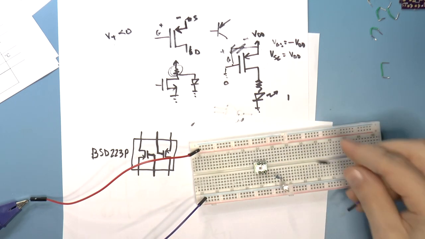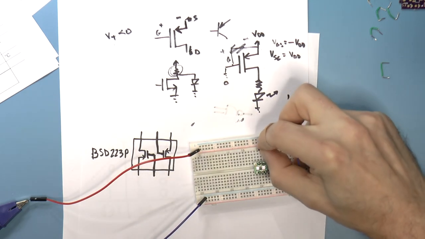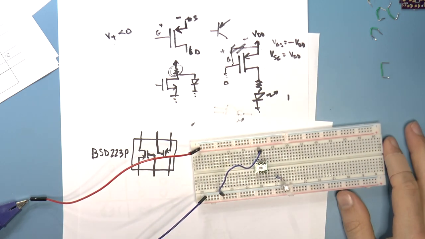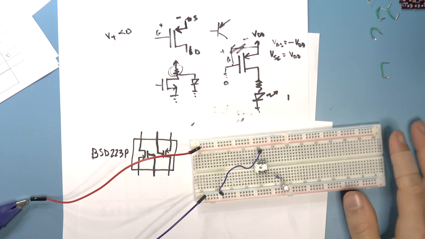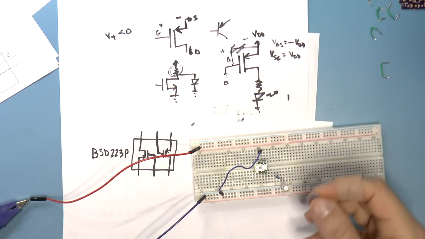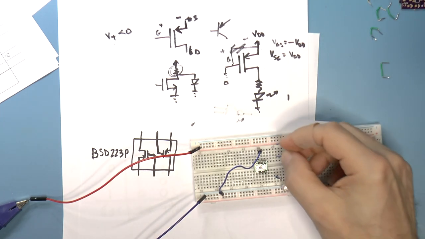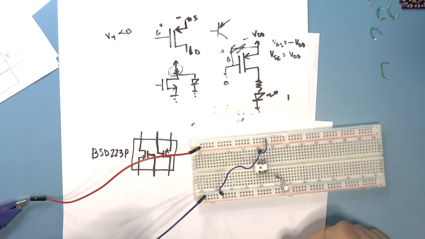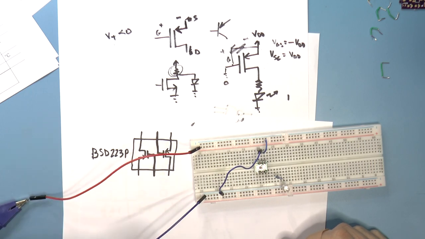Okay, the gate is up here. So there's the gate. I'm going to connect it to ground for now. And let's see what else. Oh, and we have to make the connection to VDD. So I'm going to take the terminal with the arrow and connect it up to VDD. So that's this terminal right over here.